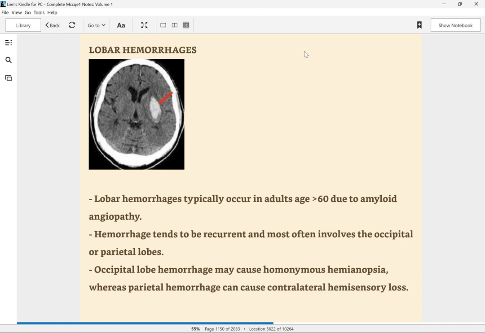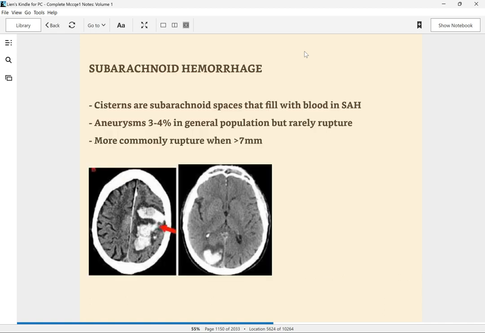Lobar hemorrhages. Lobar hemorrhages typically occur in adults over age 60 due to amyloid angiopathy. Hemorrhage tends to be recurrent and most often involves the occipital or parietal lobes. Occipital lobe hemorrhage may cause homonymous hemianopsia, whereas parietal hemorrhage can cause contralateral hemisensory loss.